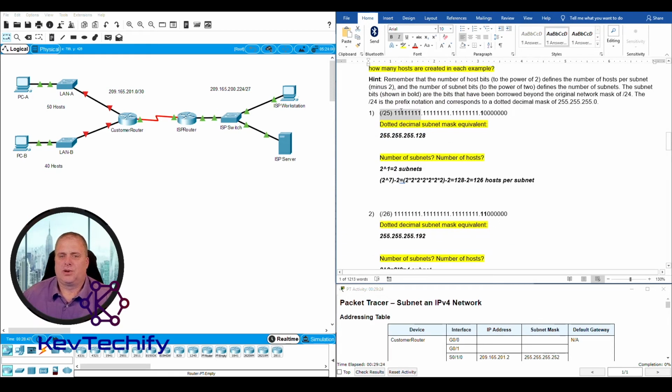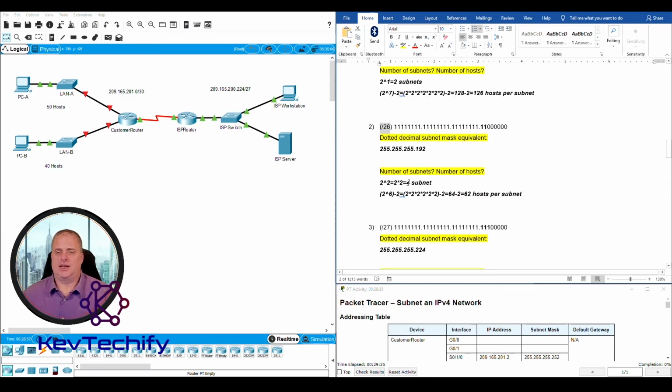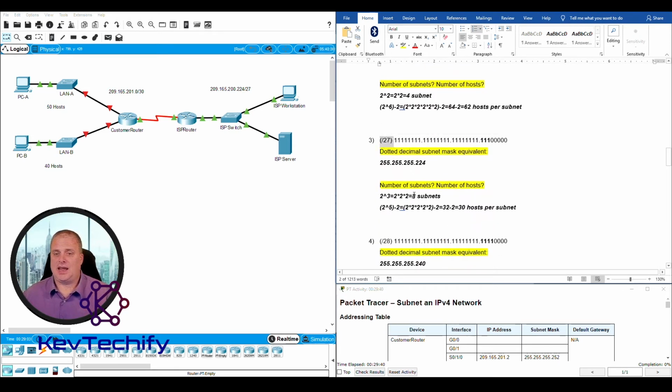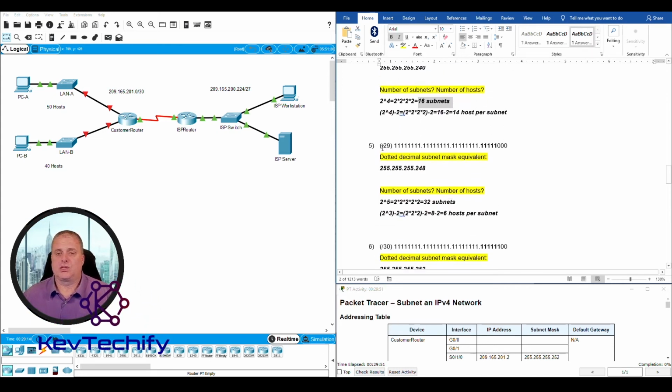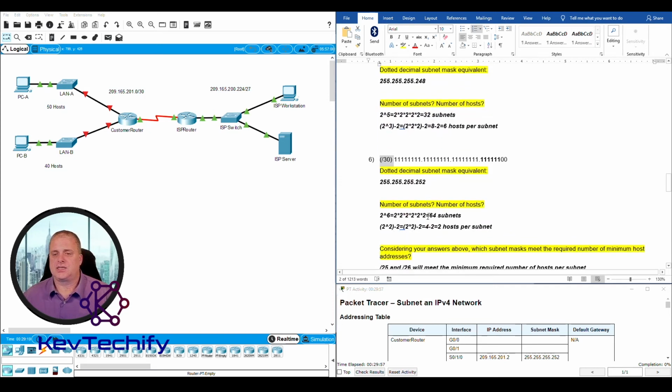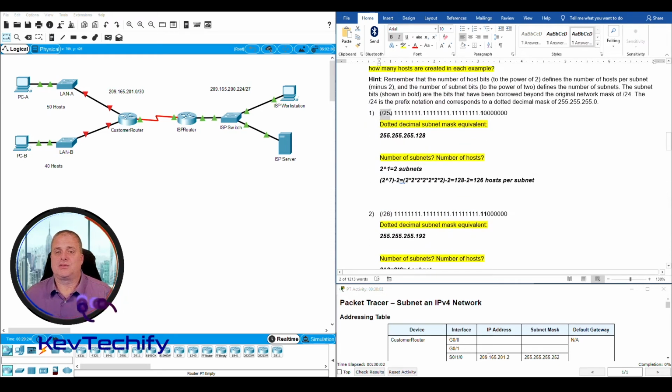Starting off with our /25. /25 has only 2 subnets. We need a minimum of 4. Does not work. /26 has 4 subnets. That's a minimum of 4. So /26 works. /27, 8 subnets. /27 works. /28 has 16 subnets. Once again, minimum of 4. 16 is more than 4. /28 works. /29 has 32 subnets. That one works also. And /30 has 64 subnets. That one worked. They all work except for the /25.